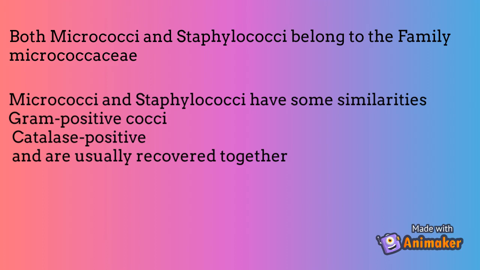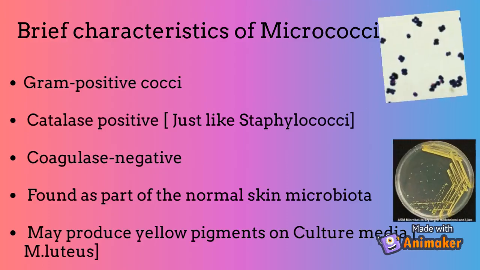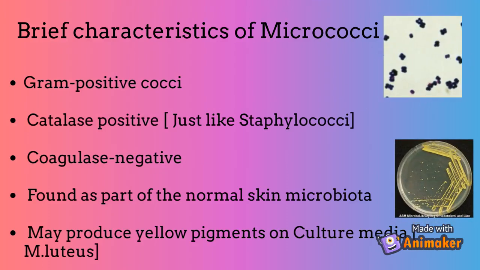Both Micrococci and Staphylococci belong to the family Micrococcaceae. Micrococci and Staphylococci have some similarities, like both are gram-positive cocci, both are catalase positive, and are usually recovered together, with Micrococci commonly regarded as a contaminant. Now, before talking about differences between micrococci and staph, we'll talk briefly about some characteristics of micrococci.